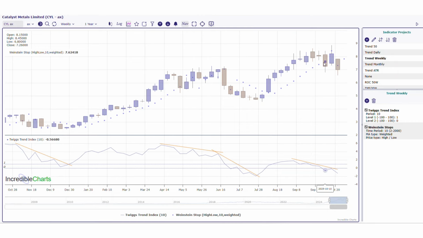So in a fast trending market, you can use tighter stops. But I'd suggest always using the trend index as an additional filter, just to avoid the frequent whipsaws that can occur with any stop system.